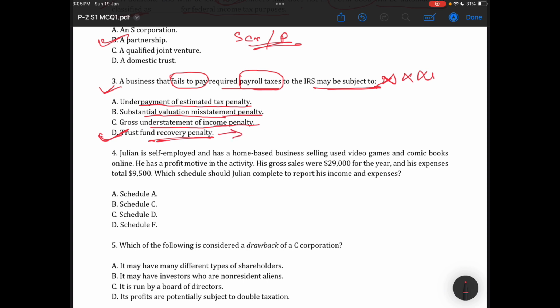Basically, the trust fund recovery penalty is applicable to whoever fails to pay the payroll taxes. I think you might be aware of payroll taxes, for example SUTA, FUTA, and similar things.